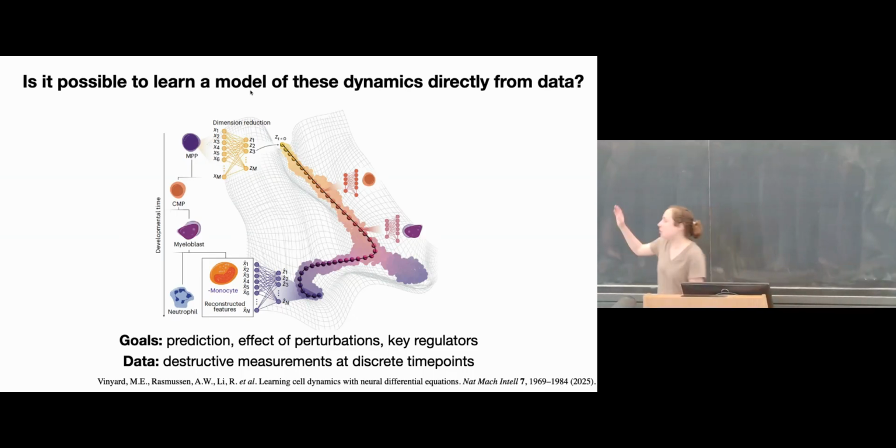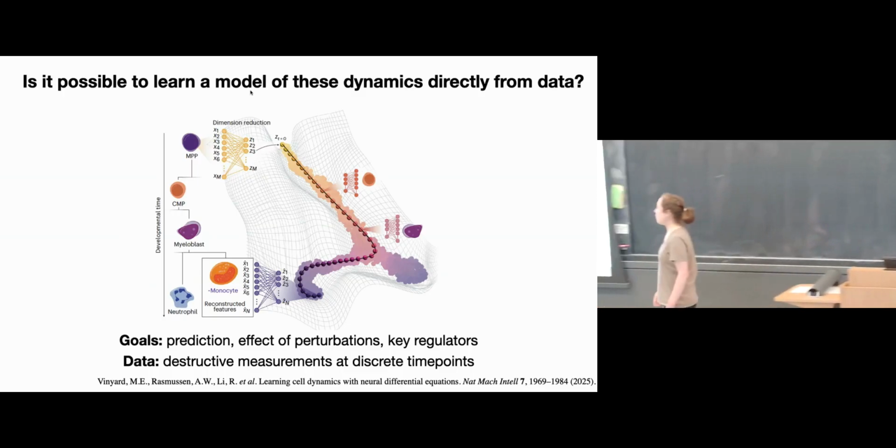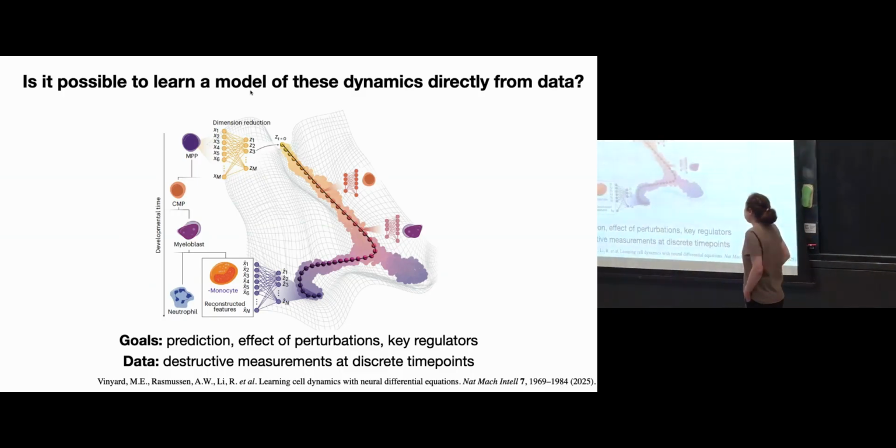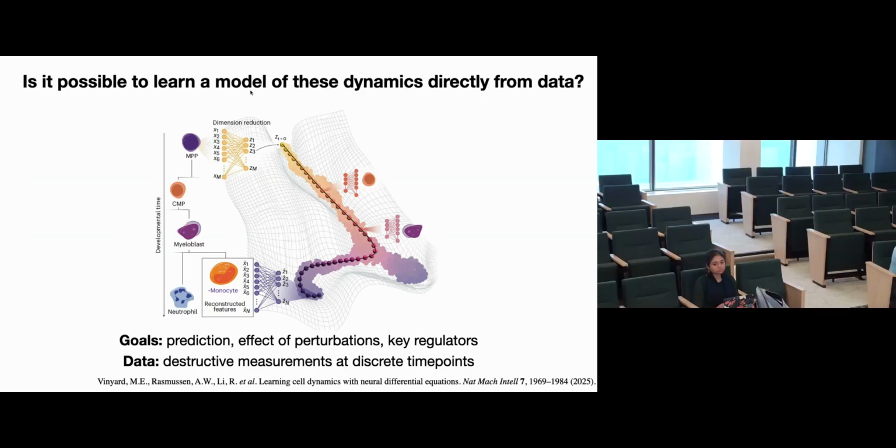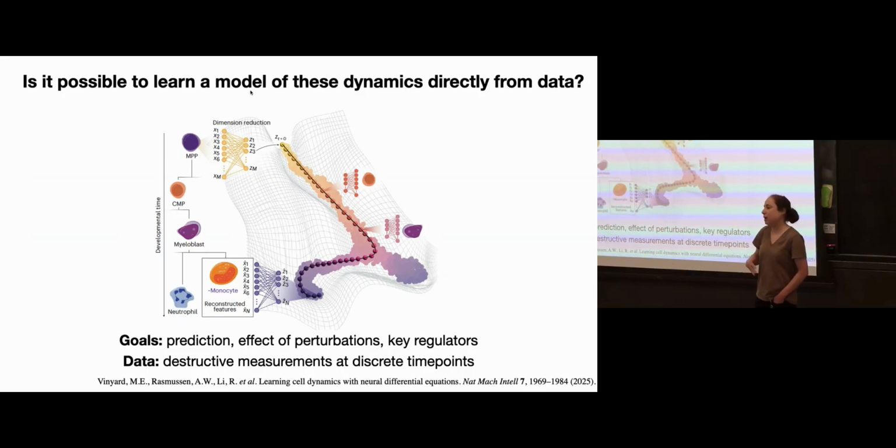All right, so what are we trying to do here? The idea is that you'd like to be able to make predictions about, starting from some point, what kinds of cells you will get. You'd like to understand something about the effects of perturbations. Maybe you want to make more monocytes. You want to be able to engineer and steer the system.